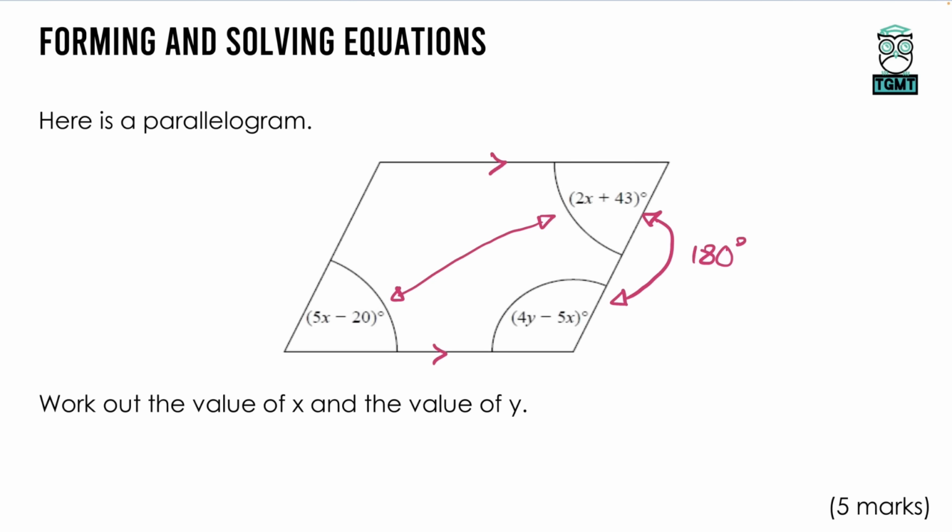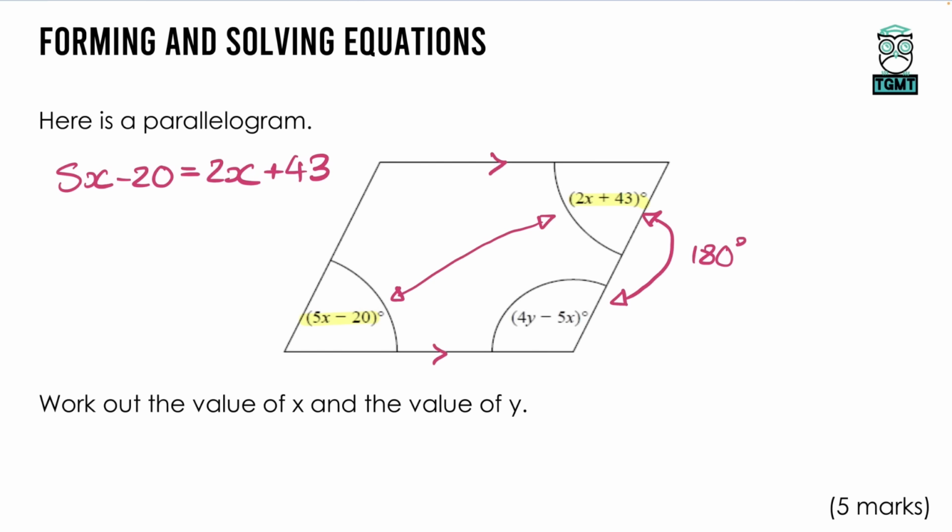So here we are given two options. We can either make an equation where we say this angle and this angle are equal, or we can make an equation where we say this angle and this angle are equal to 180. However, that option there leaves us with an x and a y in the equation. So we're going to start with these first two that just have x's in. That's going to allow us to form an equation with only x in that we can solve. So for that, we've got 5x minus 20 is equal to 2x plus 43. We can solve that equation.